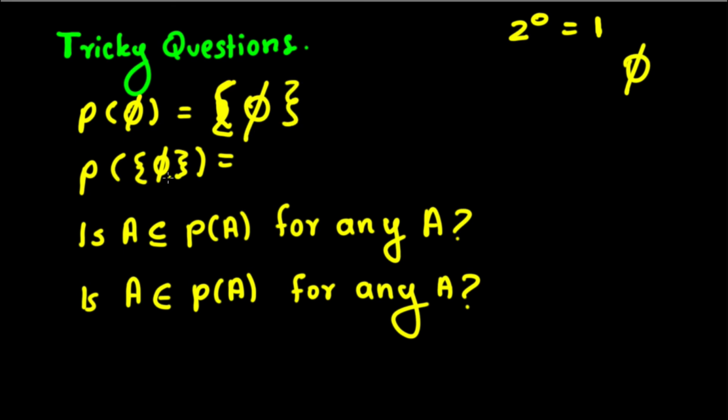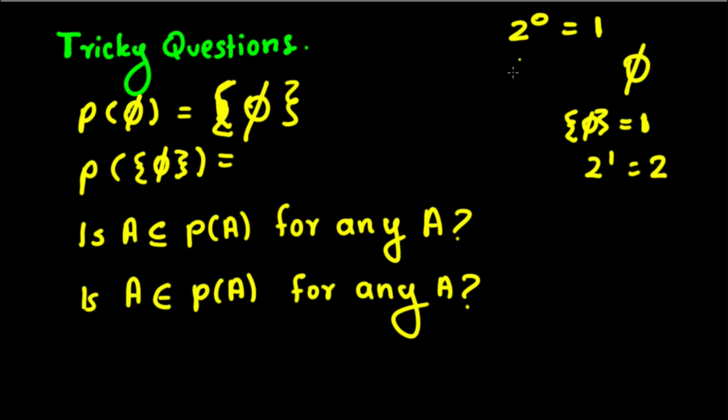Now let's look at this one. Power set of the set of empty set. If it's the set of empty set, it means it's going to be 1 element. It's not 0, because we have this one inside the curly brackets. It means this is one of the elements. So this is 1, which means 2 power 1. We are going to have two possibilities.